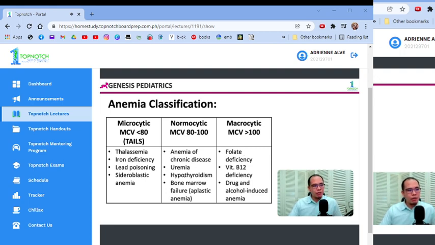Okay? Normocytic are the following: bone marrow failure, hypothyroidism, anemia of chronic disease, uremia if your patient has kidney problems. Okay? Again, in children, a lot of your initial differential should be here. So our mnemonic there is TAILS. Okay? Thalassemia, anemia of chronic disease, iron deficiency anemia, lead poisoning, sideroblastic anemia. Okay? Your A is anemia of chronic disease. Doc, it's under normocytic. Yes, initially, it will present as a normocytic type of anemia, but in the long run, your anemia of chronic disease will become microcytic.